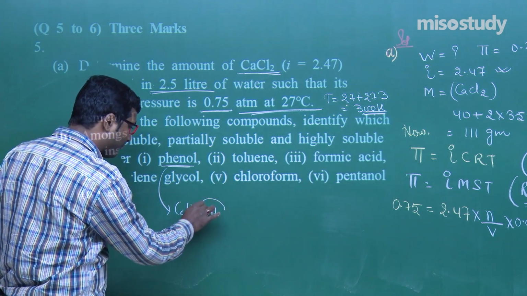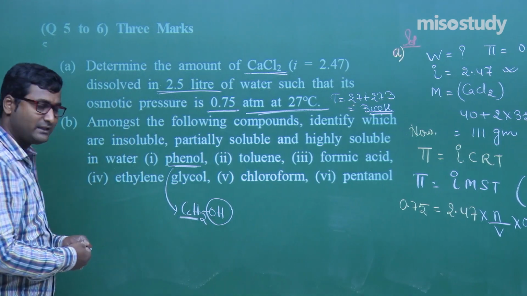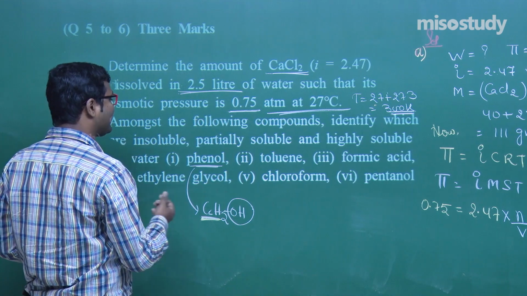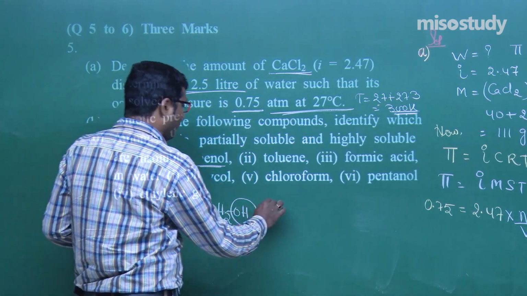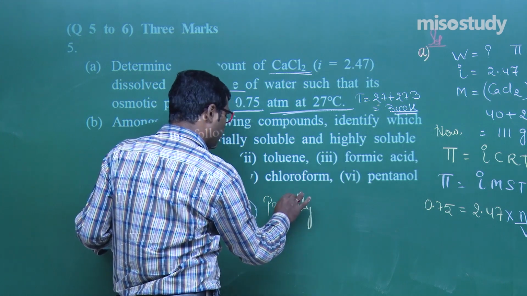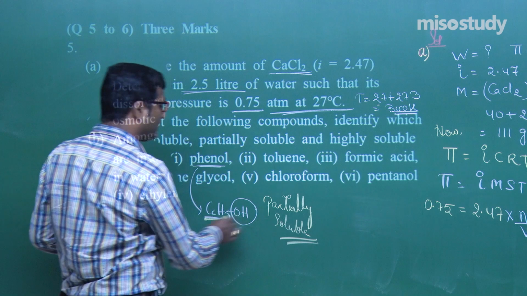C6H5OH. It has a polar part, but it is also an aromatic compound. Due to the aromatic part, its solubility slightly decreases. So phenol is partially soluble, my friend. Again I am repeating, phenol is partially soluble.